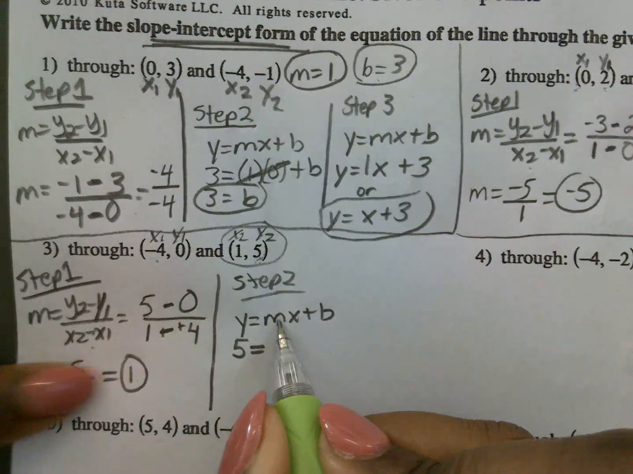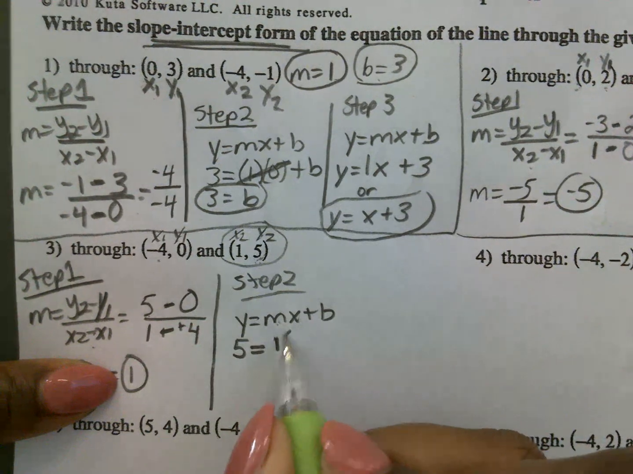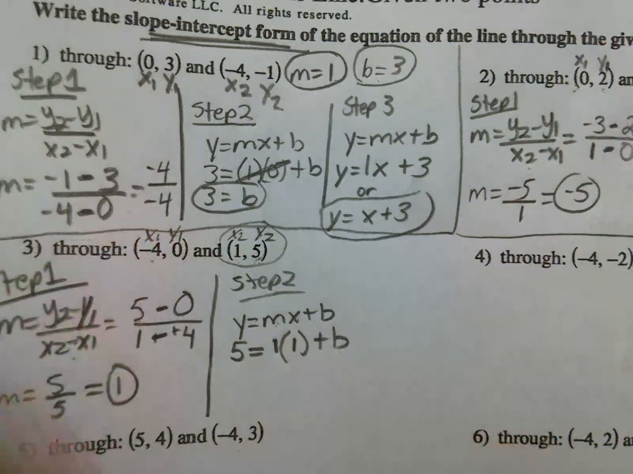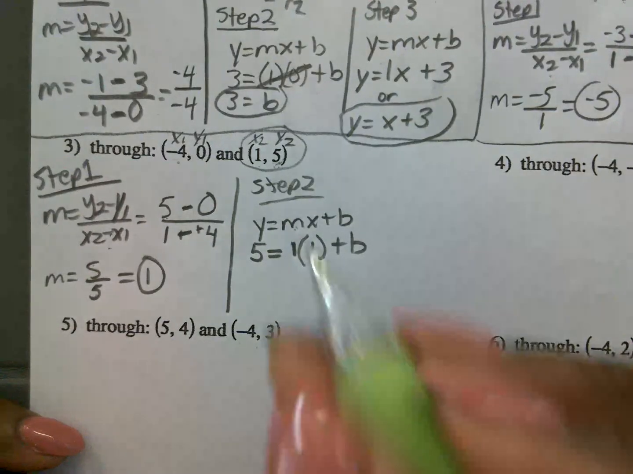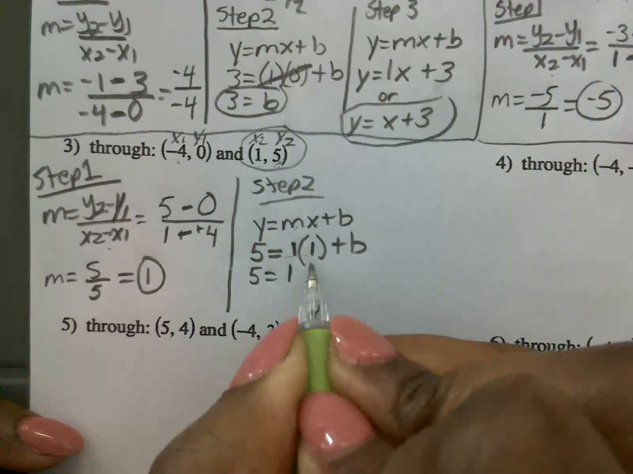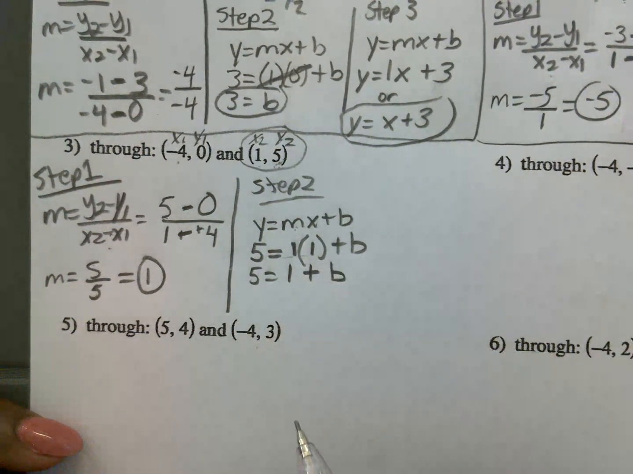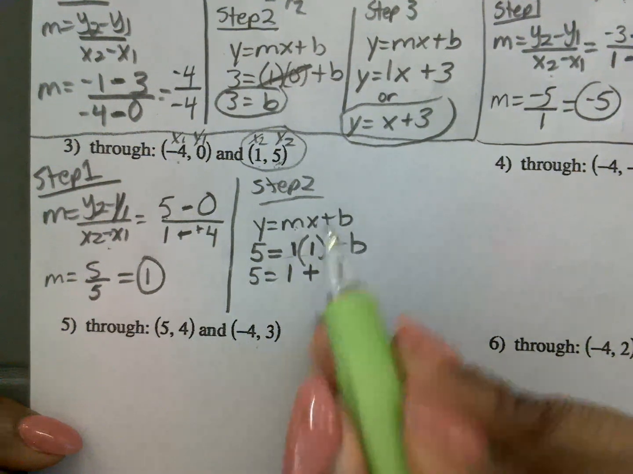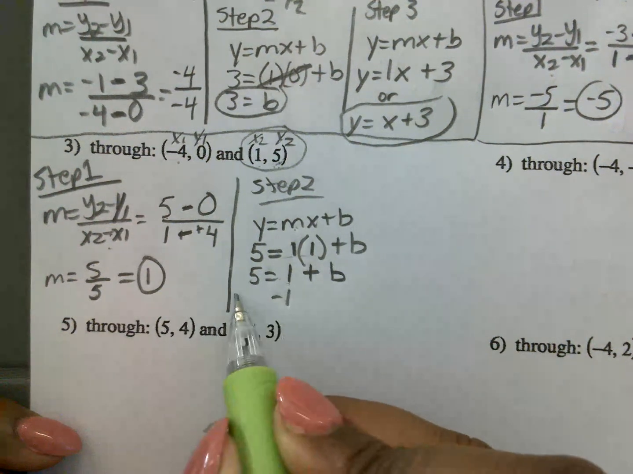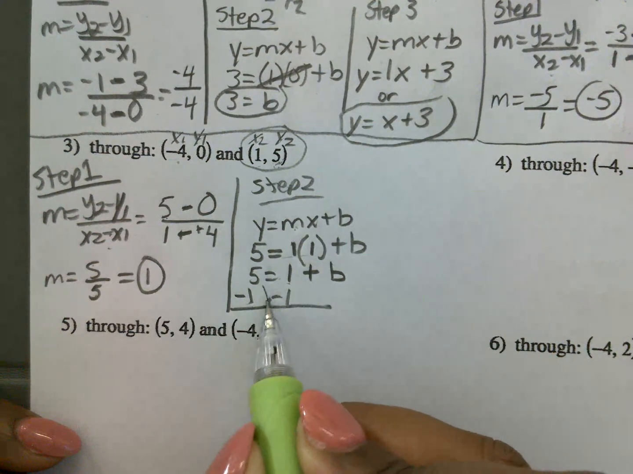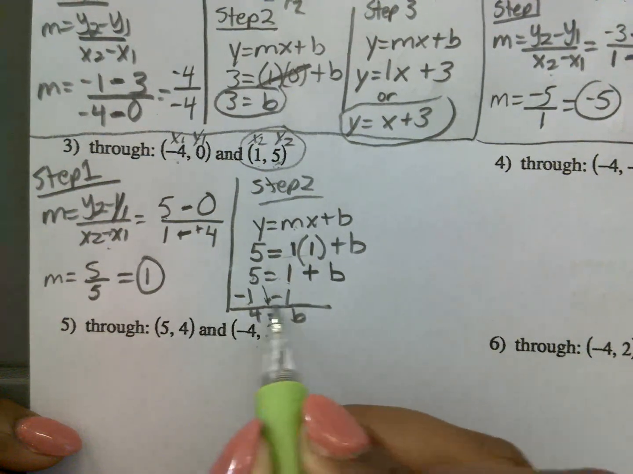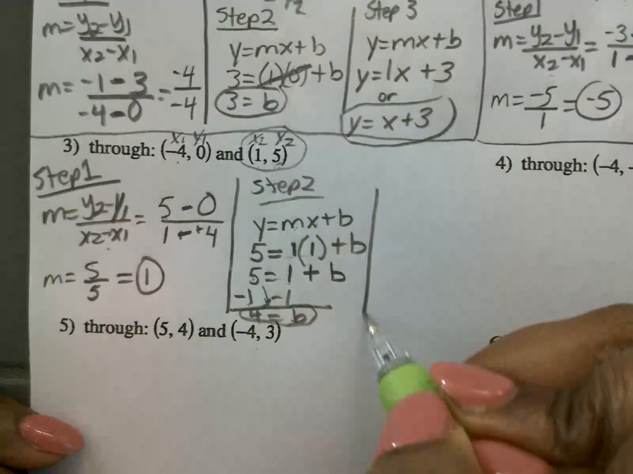equals my m, remember we found m is 1, times my x is 1. Not 0 this time, okay? So you're going to solve. This time, you multiply. This is not going to give you 0. This is going to give you 1. Bring down the plus, bring down the b. To get b by itself, you have to get rid of this positive 1 by subtracting 1 on both sides of the equal sign. Okay? 5 minus 1 is 4. So b is equal to 4.